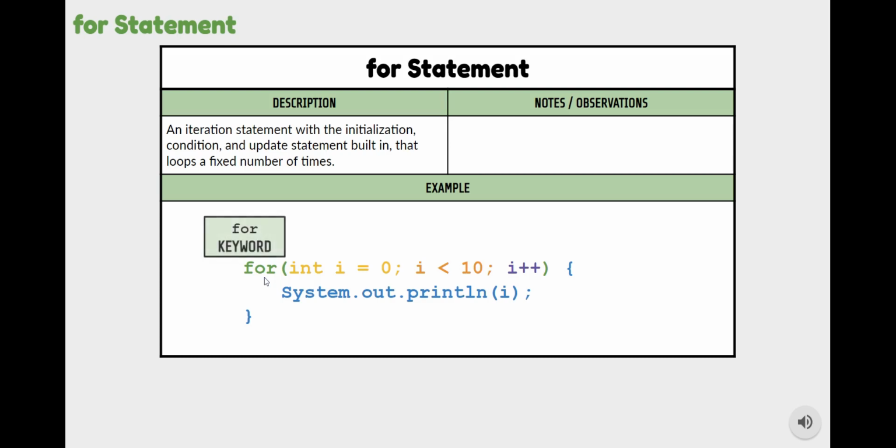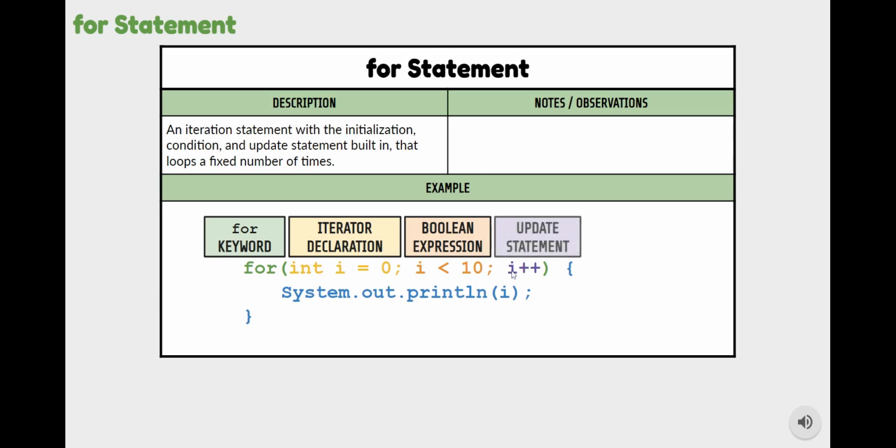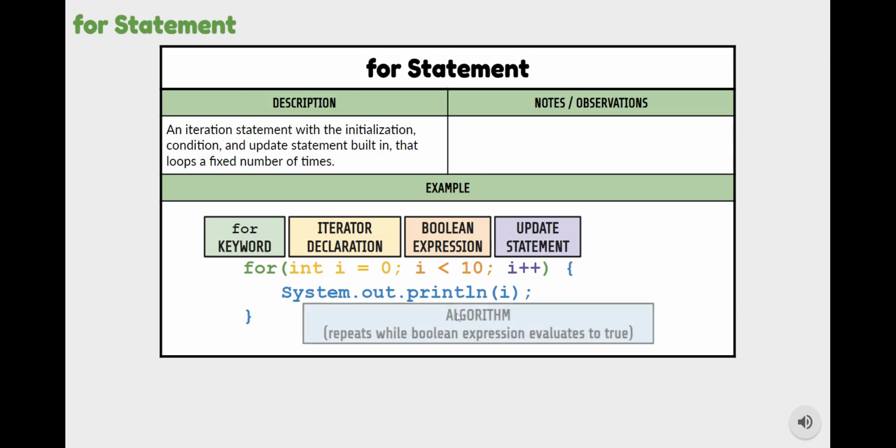It starts off with the keyword for, and then inside parentheses, we have an iterator declaration. We are declaring an integer named I and assigning it the value of 0. Following that, we have a Boolean expression that's going to be our looping condition. And then following that, we have an update statement. We might recognize those three parts as the three parts that we include in the while statement when we use that to loop a fixed number of times. And then finally, we have the algorithm that's going to repeat while that Boolean expression evaluates out to true.